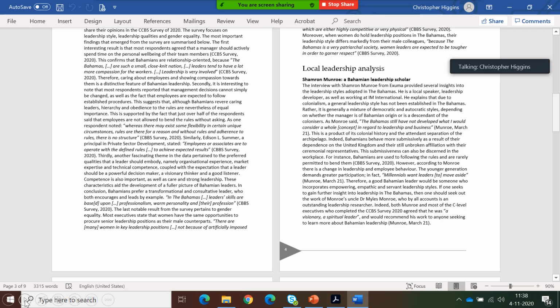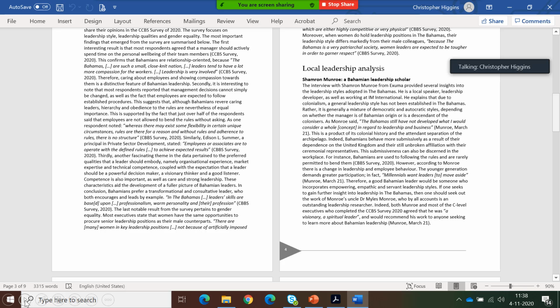What do we have here? Here I want to show an example of the local leadership analysis section. So on the right-hand side, you can see how they go about writing about their audio interview with the particular scholar. They talk about who they are, they give some context for who they work for, and they then go on to unpack some of the main points that they discuss in relation to Bahamas.